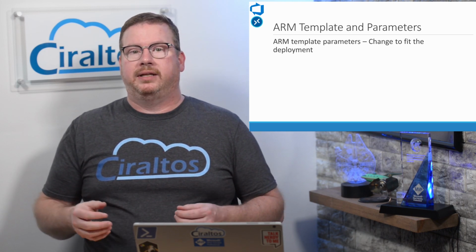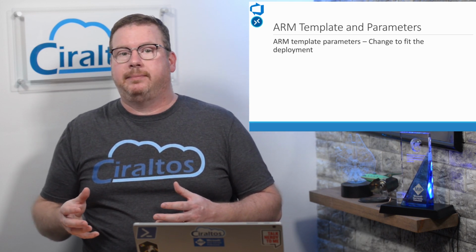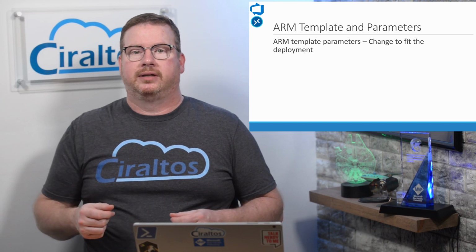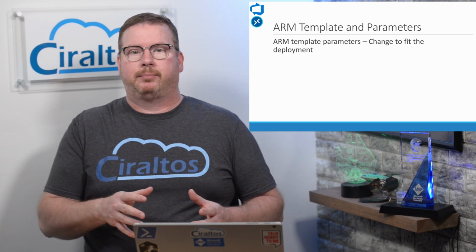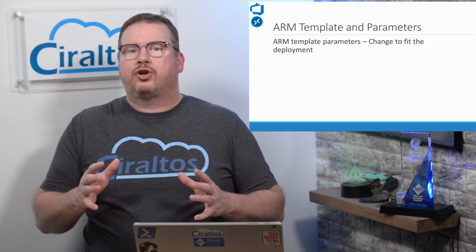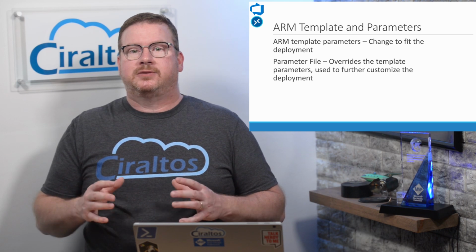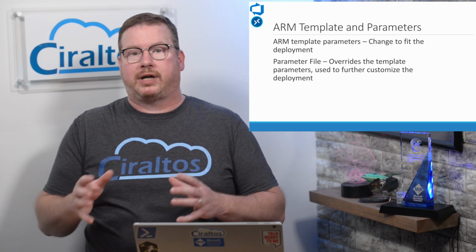In an ARM template, a parameter can be changed to fit a deployment. For example, a VM disk type or the use of availability sets can be specified as a parameter. Some parameters are changed more frequently than others. For example, the VM name prefix or the VM size. We can create a parameter file that overrides the parameters in the ARM template. This makes the template portable. You can use one template with different parameter files.